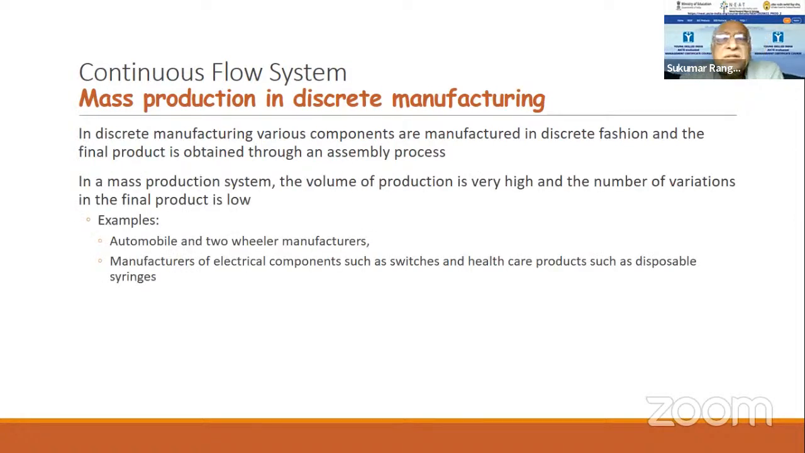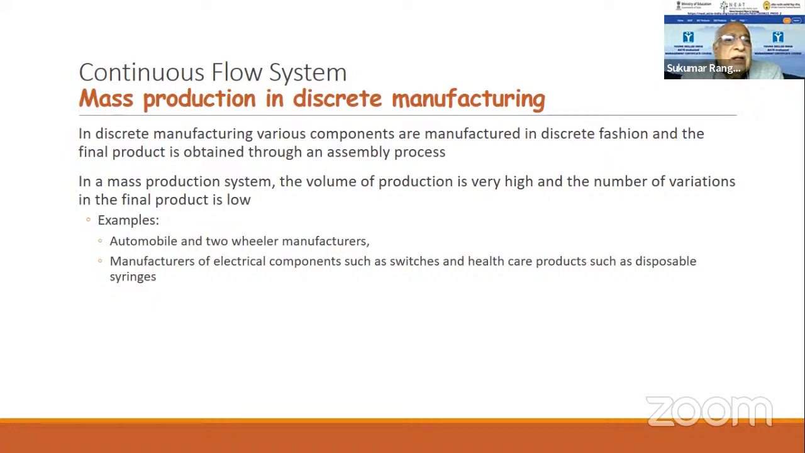In a mass production system, the volume of production is very high and the number of variations in the final product is low for a given point of time. Right? It can keep varying, like the models in a car or something like that, but it's not so high as you can see in many other things. But like in pharma formulations, as you said, there are hundreds there.